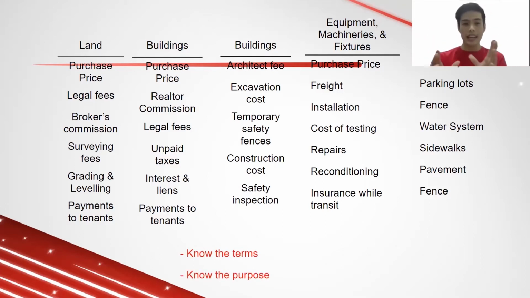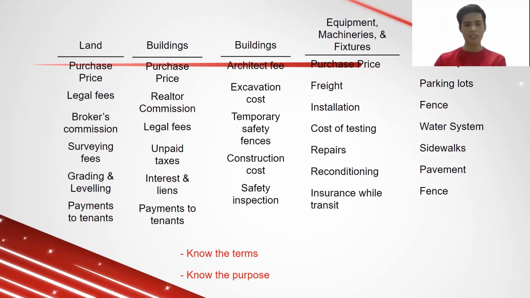Know the terms because it would actually help you to differentiate the terms away from an accounting perspective. Say, with broker's commission, you don't regard this term as a term under land, or realtor commission as a term under buildings. You try to find their own definition away from accounting. Like with brokers, you try to look for the definition: what is a broker? What do they do? Or with realtor, what does a realtor do? What does the word mean?